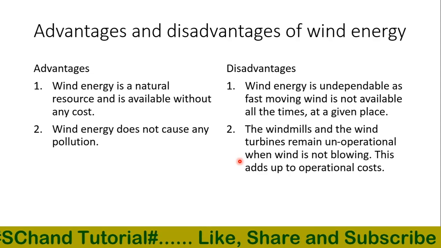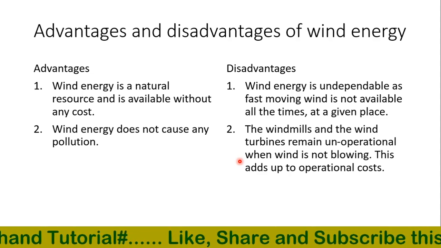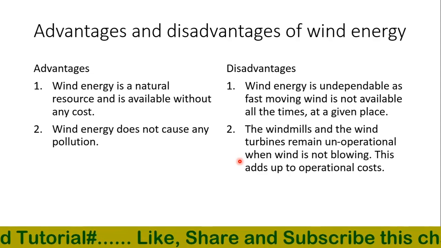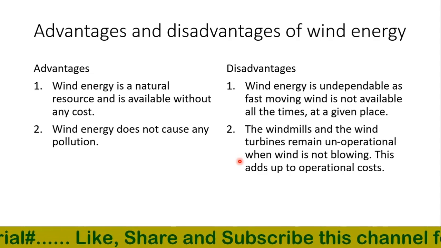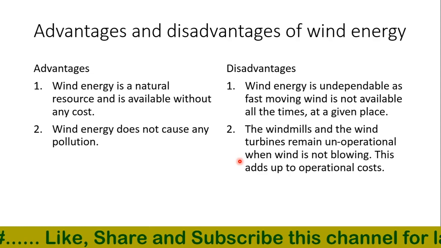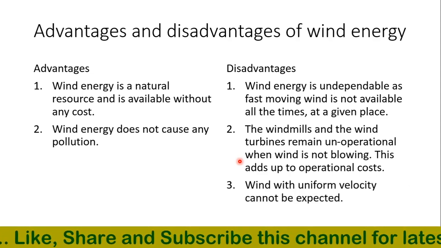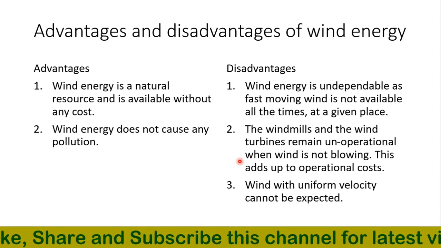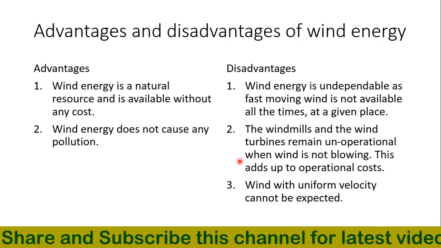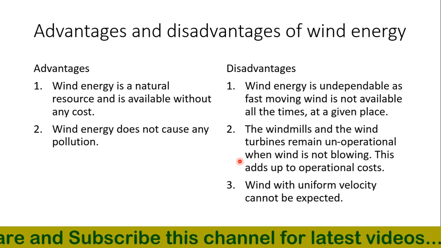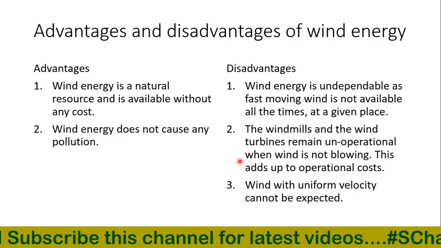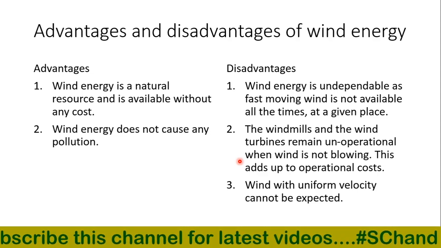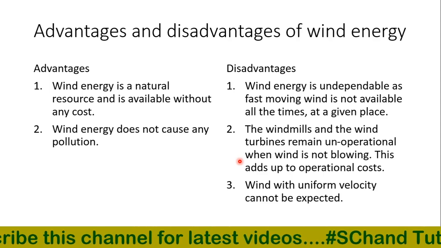So these are some advantages and disadvantages of wind energy. And wind with uniform velocity cannot be expected. All the time it is not expected that the velocity of the wind will be uniform. So these are some advantages and disadvantages of wind energy.